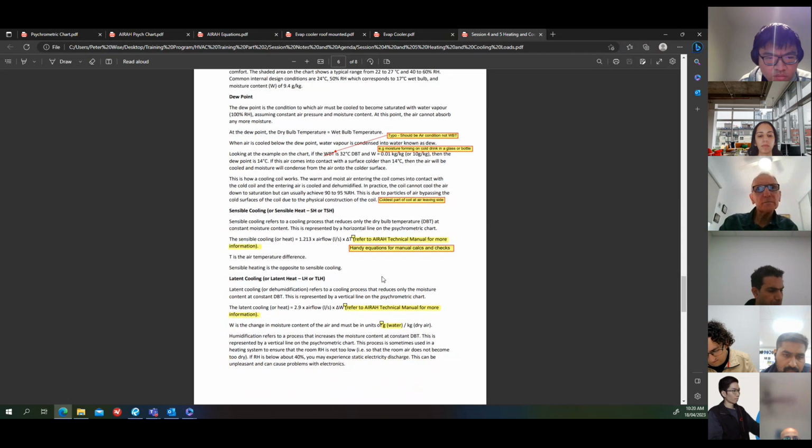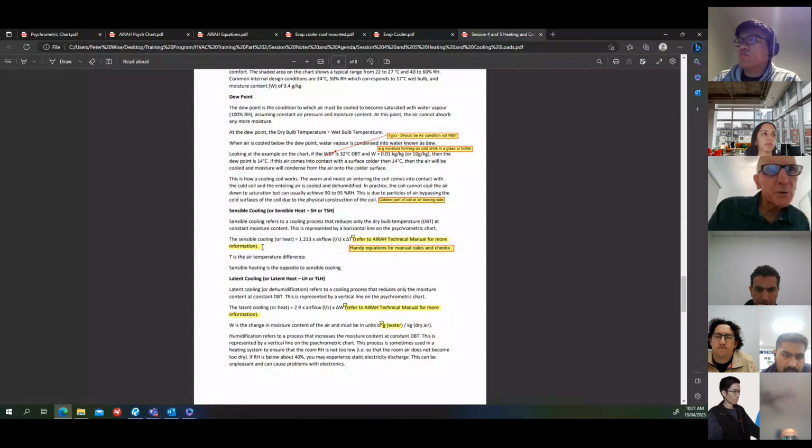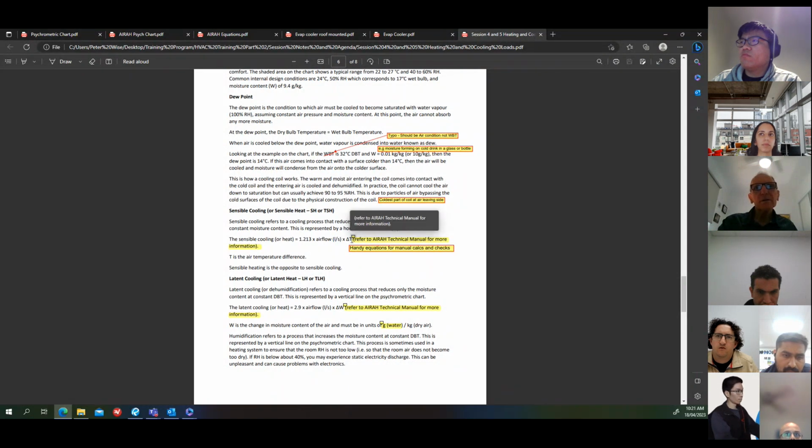Okay, now sensible cooling, we've sort of talked about that. It refers to a cooling process that reduces only the dry bulb temperature at constant moisture content. That's represented by the horizontal line of the psychrometric chart. The equation for sensible cooling or heating is this one here, 1.213 times the airflow times the change in temperature.